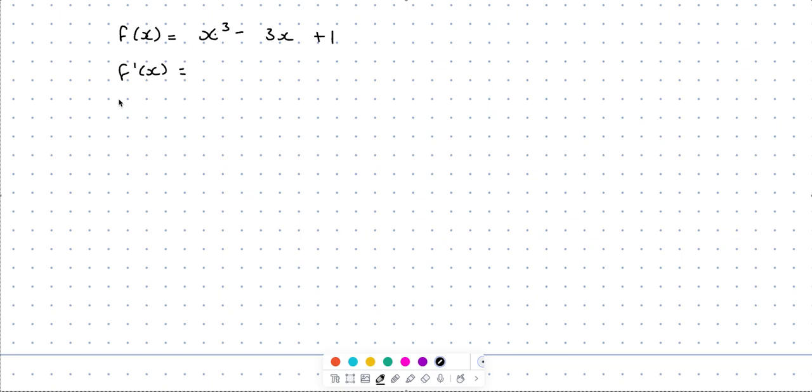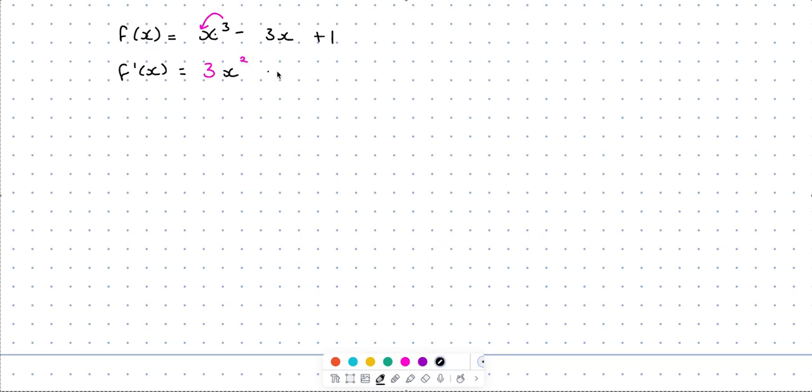And for ordinary level, that's as far as you go. You don't need to know any of the other special rules. It's just the derivative of things like this, the polynomials. So we have f prime of x, and the rule is multiply down by the power. So it becomes 3x, and then we take 1 off the power, so that 3 becomes a 2.